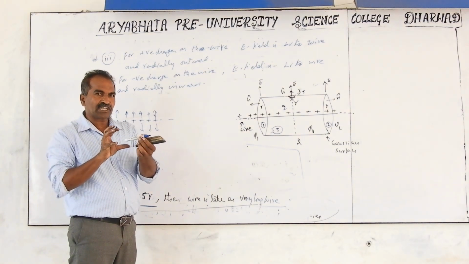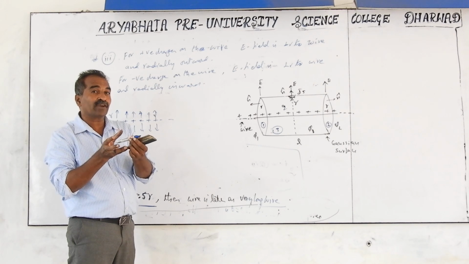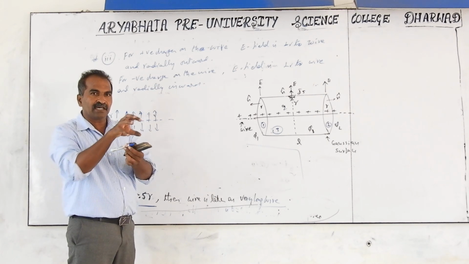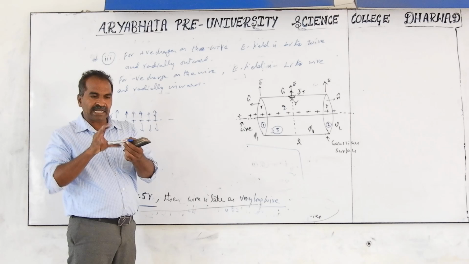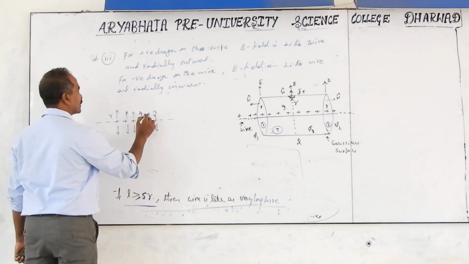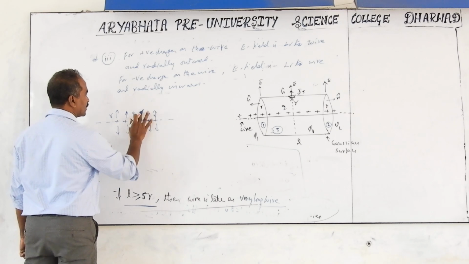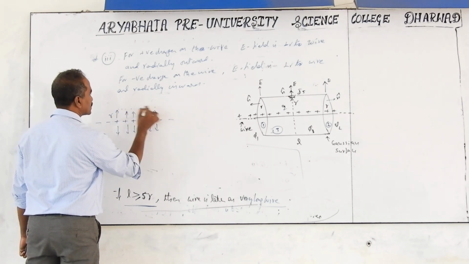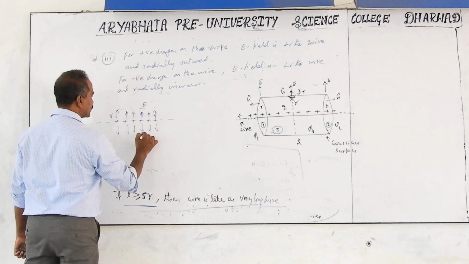So for the linear charge distribution, the nature of the electric field around it is cylindrical symmetry. Symmetrically, in all directions the electric field is the same at a given distance r. This r is the perpendicular distance you can take. Same values. This is E. Here also E.